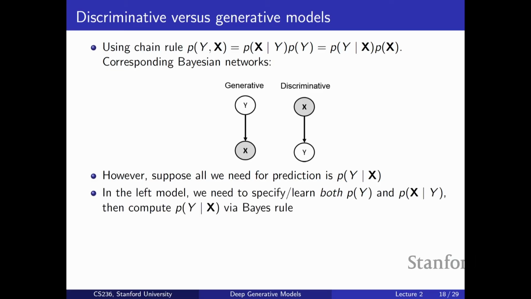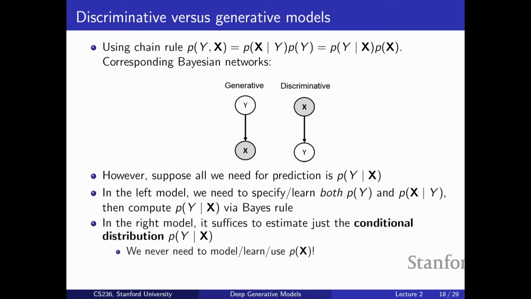In the left model, we were specifying P of y, we were specifying P of x given y, and then we would compute P of y given x using Bayes' rule. While in the second model, you have access to P of y given x, the probability of this variable given its parent, directly.